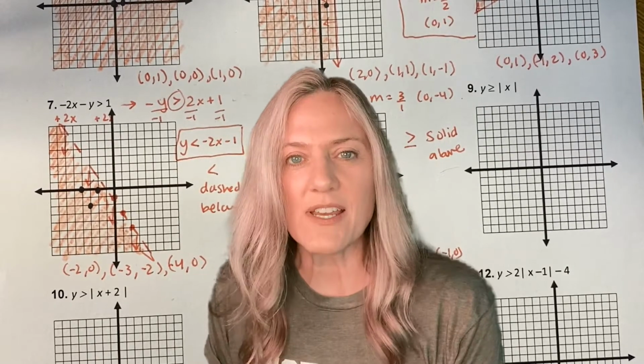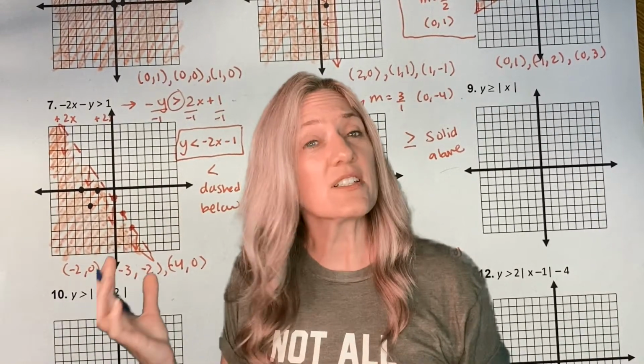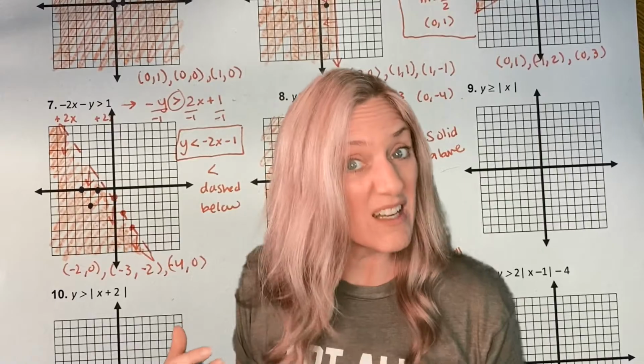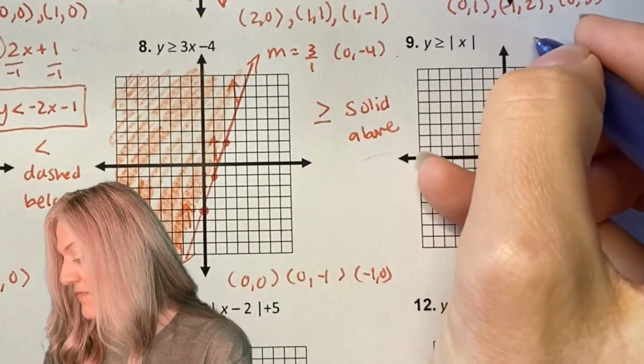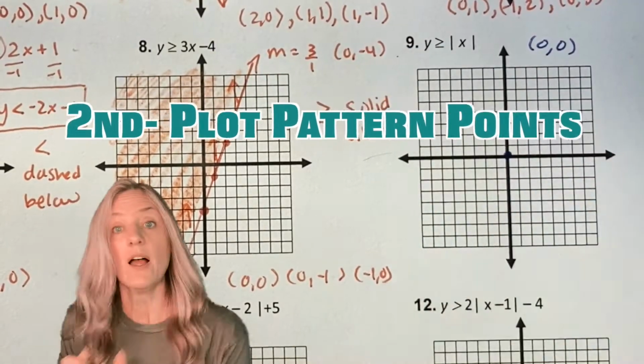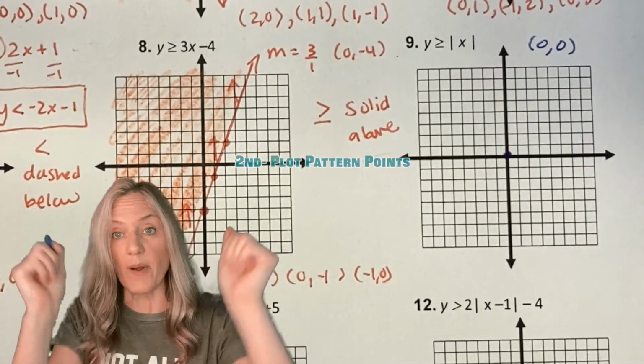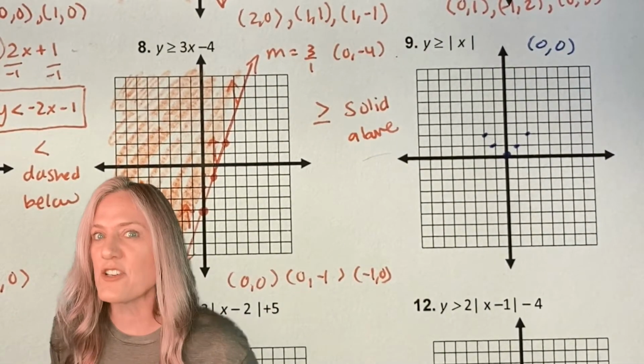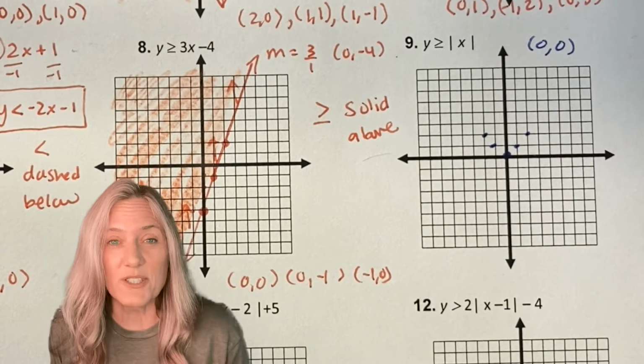Y greater than or equal to absolute value of x. Well, that's just our parent function with an inequality. Remember, on our parent function, our vertex is at 0, 0, and we know the pattern points of up 1 over 1, up 1 over 1. Pause and think, should this be dashed or solid? Well, it says equal to, so solid.